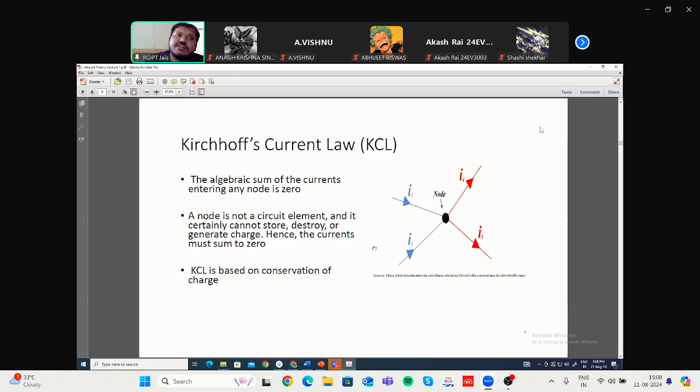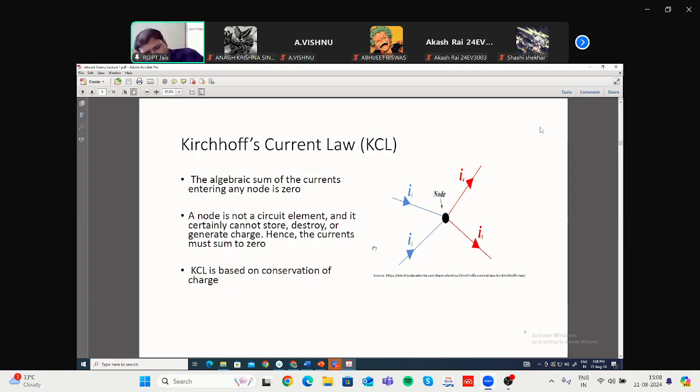So what is the definition of node? Definition of node is it is a connection or interconnection of two or more elements. By element, I mean it can be active element, it can be passive element. Okay, it's the interconnection of two or more. So first see where are the nodes.